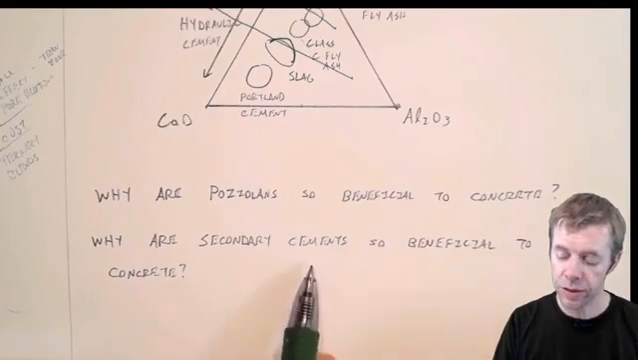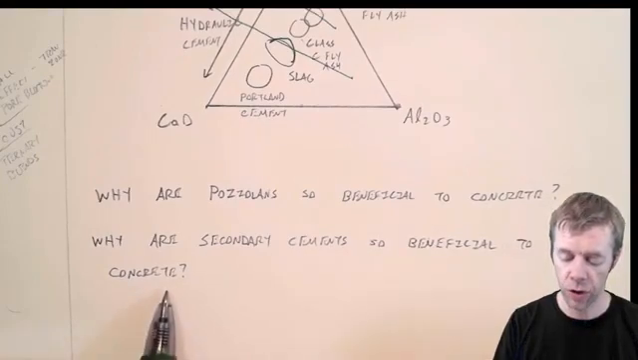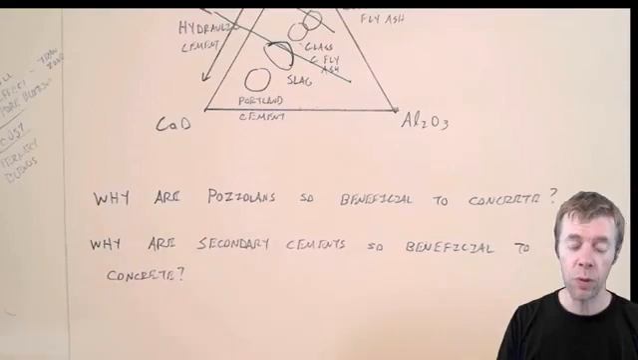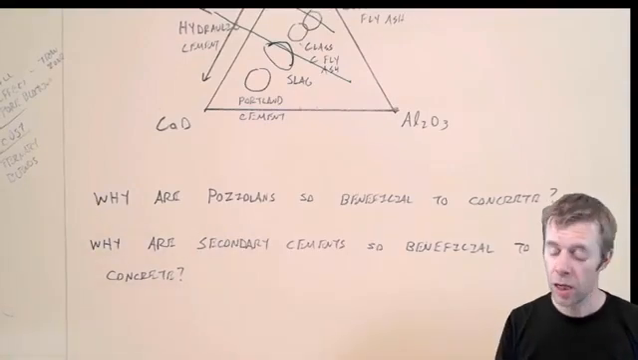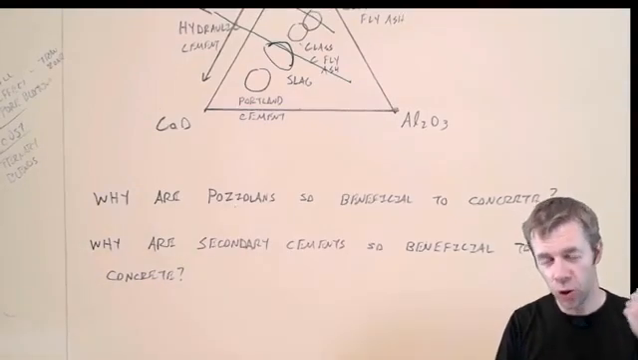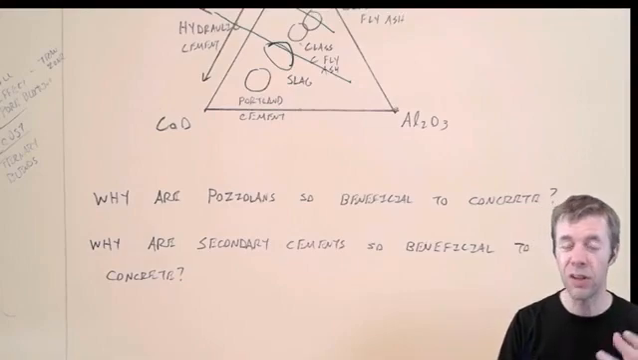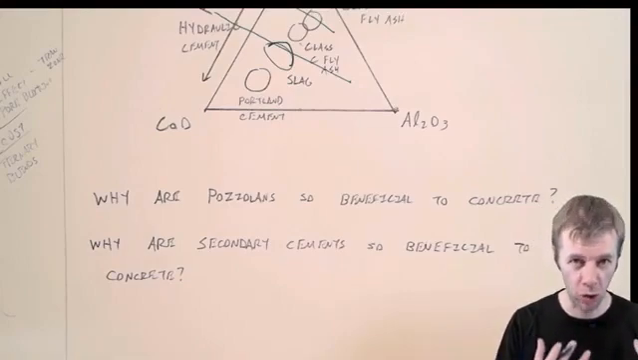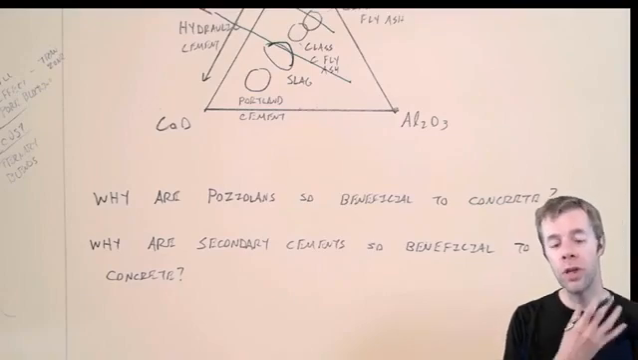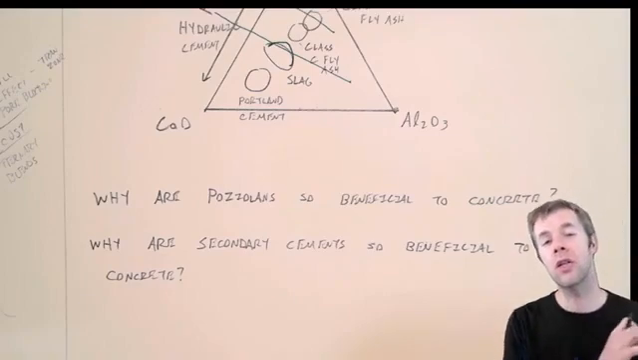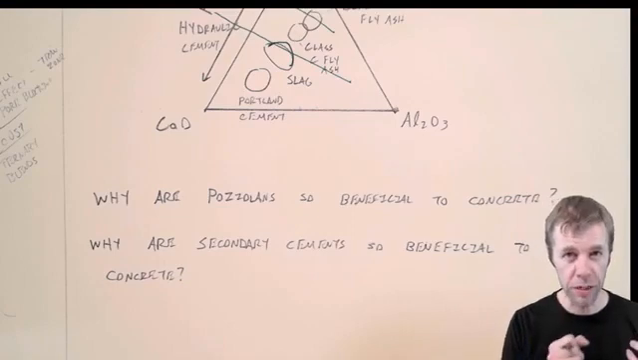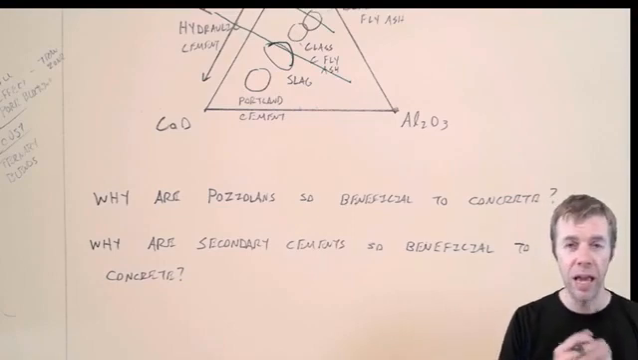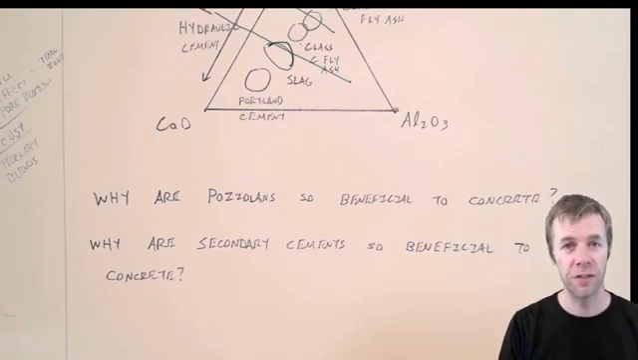So I said, why are pozzolans so beneficial to concrete? And why are secondary cementitious materials so beneficial to concrete? Well, when it comes to properties, the pozzolans are great because they consume your calcium hydroxide, the stuff that you don't really need. I call it the human shield of concrete, right? You don't need it as much. You can lose some of it just fine, no problems, and produce more of the good stuff, CSH.